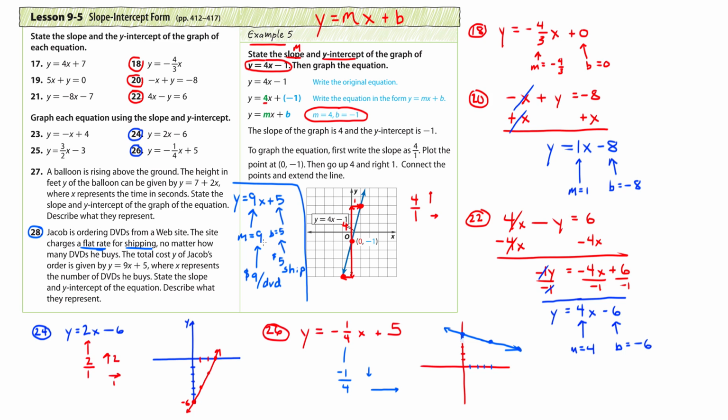So the number that is in front of a variable, it's the per unit sort of thing. So if we just kind of take a quick look at 27, there's a 2 in front of the x. So the 2 is the per unit sort of thing. I haven't even read the problem, but the 2 is in front of the x. So it's the per unit or the rate of change. So there's a bunch of them explained for lesson 9.5.